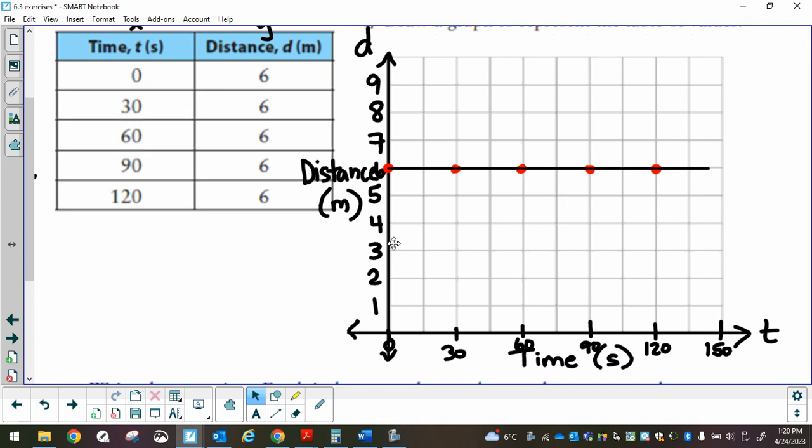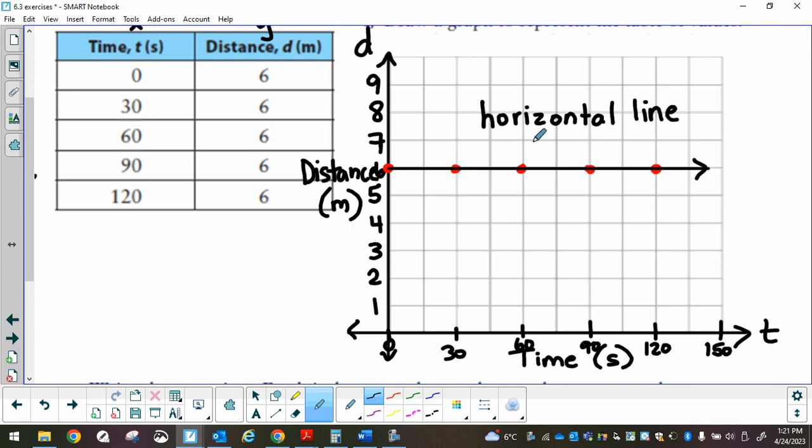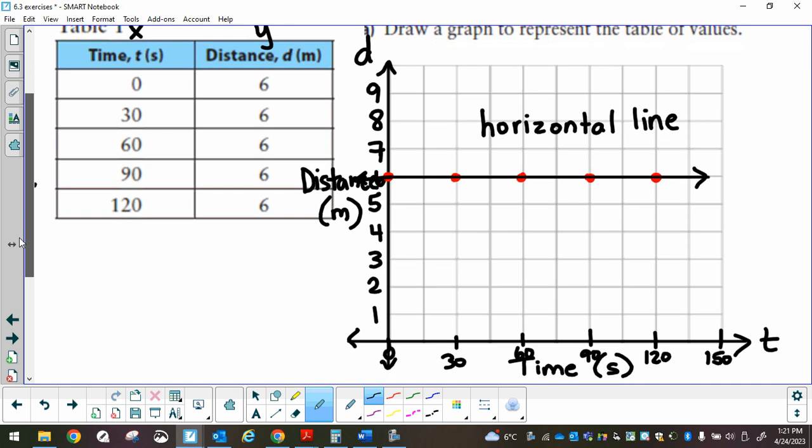And what you're going to notice in this last piece of section 6.3 is when one of the coordinates is always the same number, you are either going to get a horizontal line or a vertical line. Okay, if it's the y value that remains constant, it will be a horizontal line. This is a horizontal line. Okay, and we can also extend it in this direction. So something a little bit different for you.